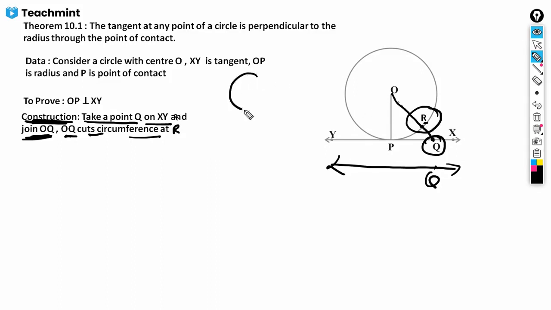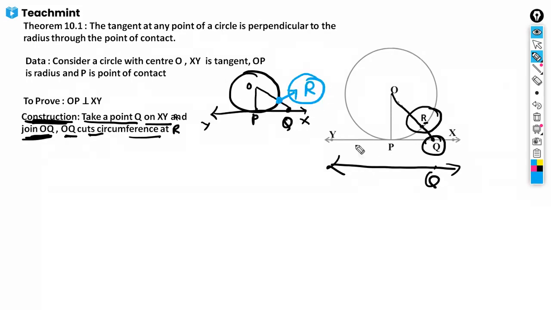There is a circle and there is a tangent, drawn on the basis of the given content. This is the tangent XY and OP is the radius. Let us take a point Q on the line and join it to O. When we have joined this, it intersects the circumference at a point, which is considered as R. Hope this diagram and construction are clear now.